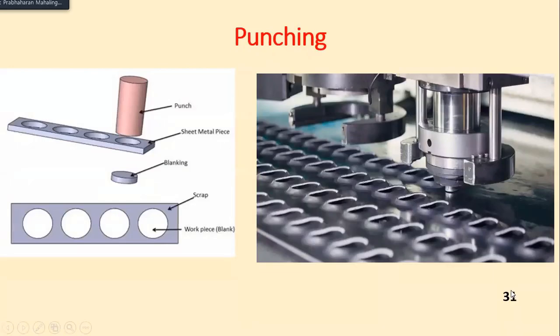Punching, you see punching, so a punch makes some holes. Scrap, workpiece, blanking, sheet metal piece, punch. Punch is some sort of machine. We utilize it here for punching, right? Punching.